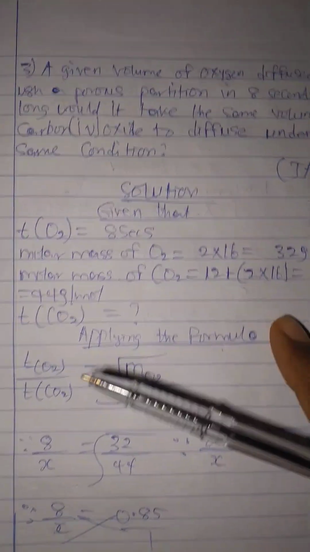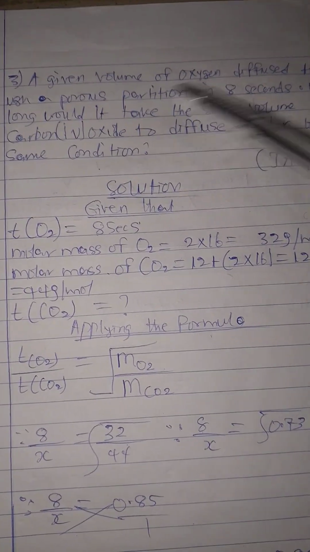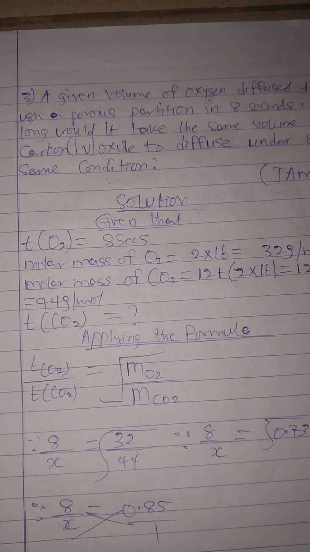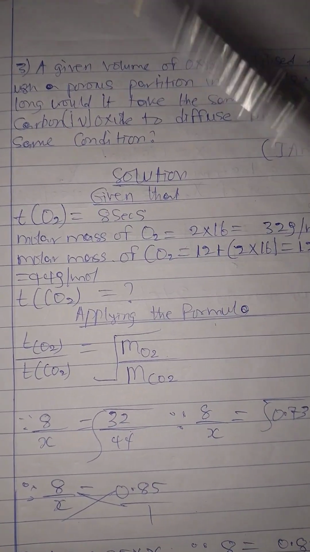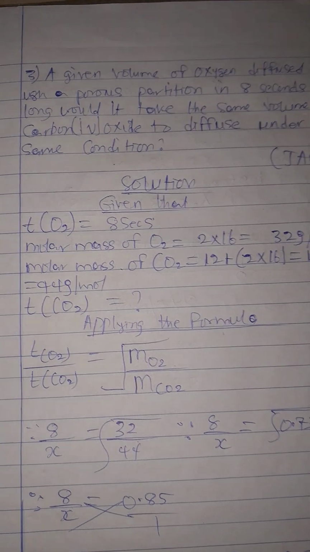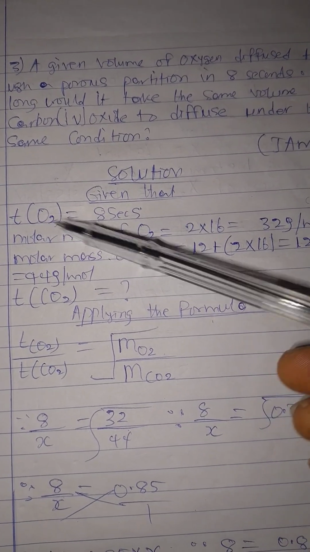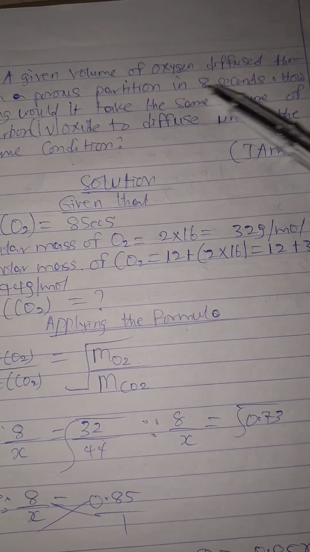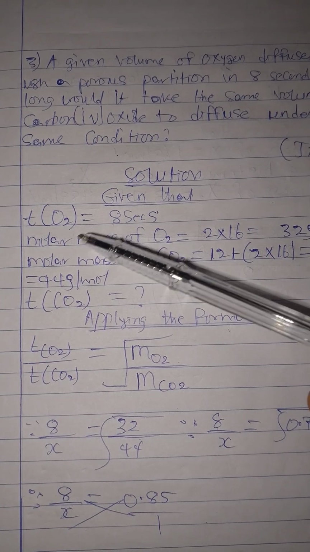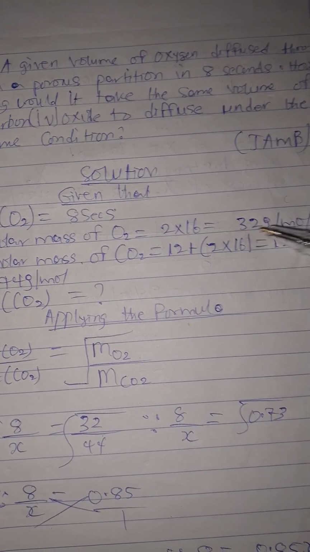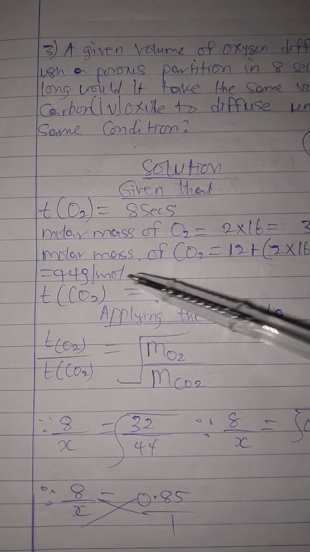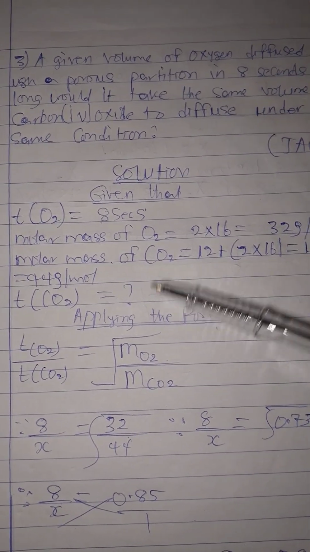So this question is under rate of diffusion. Given that the time for the first gas, oxygen gas, is 8 seconds, as you can see. And what's the molar mass of oxygen gas? The molar mass of oxygen gas is 2 times 16, which is 32 grams per mole.